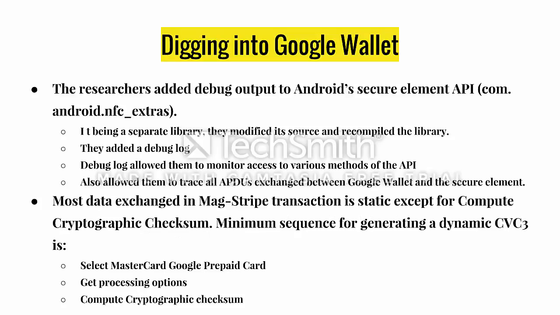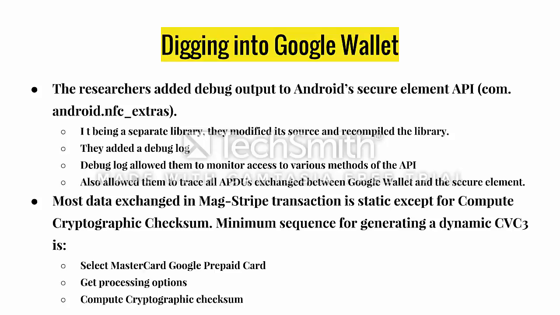Now, the researchers added debug output to Android's secure element API, namely com.android.nfc_extras. Now, this being a separate library, they modified its source and recompiled the library. They added a debug log. The debug log allowed them to monitor access to various methods of the API, and also allowed them to trace all APDUs exchanged between Google Wallet and the secure element.